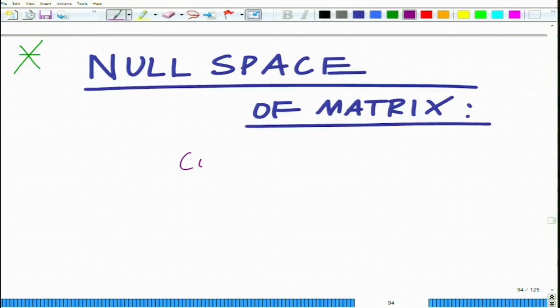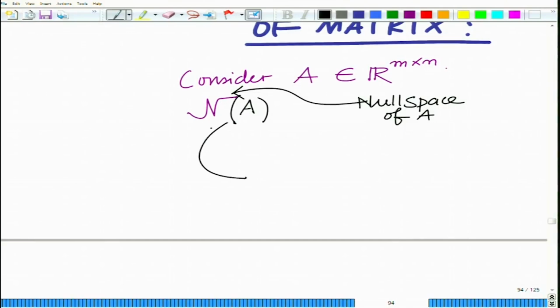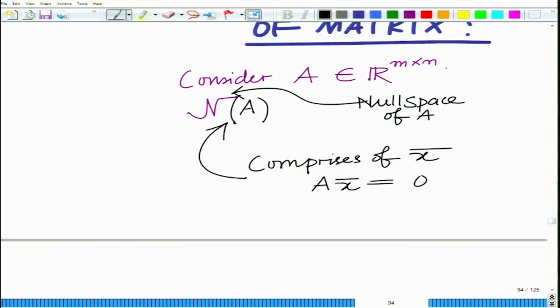Now, consider a matrix A that is an M cross N matrix, then the null space of A, denoted by this symbol N of A, comprises all vectors x bar such that A x bar equals 0, that is, the set of all vectors x bar such that when multiplied by A, A x bar equals 0. Alright. So, that is basically that set.